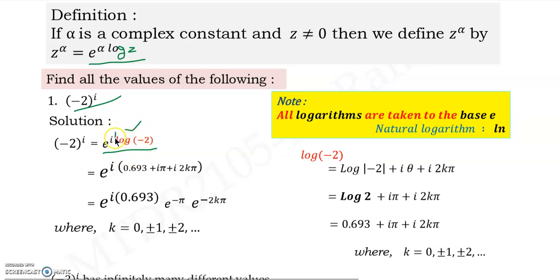That is, log of minus 2 is what? How to find this value? I am going to find this log of minus 2 separately. Before that, I want to tell you one thing. Already we have seen in the last week video, whenever you find the logarithmic value of any complex number, we had to apply the natural logarithm, that is ln. When you calculate that value in the calculator, you have to see the ln value of this number. So that I am giving in the note: all logarithms are taken to the base e, that is represented as ln in the calculator.